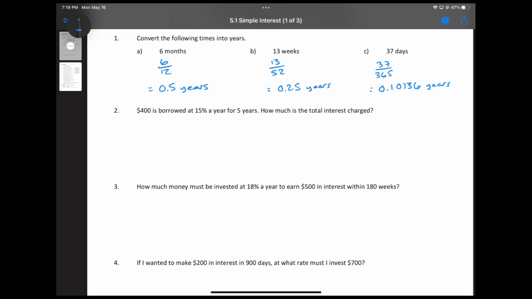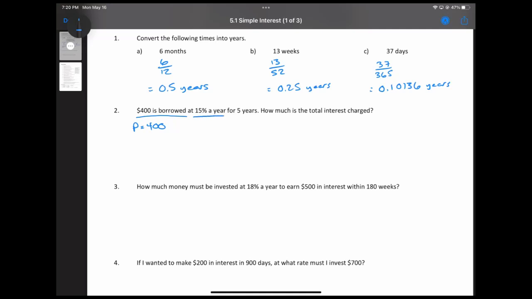So in this case, I'm just going to go through. I usually read it once and then go back and check for things one at a time. So that's what we'll do here. $400 is borrowed at 15% a year for 5 years. How much is the total interest charged? So $400 is borrowed. That's how much the loan in this case is going to start with, or the investment's going to start with, which is the principal. So I'll just write down P equals 400.